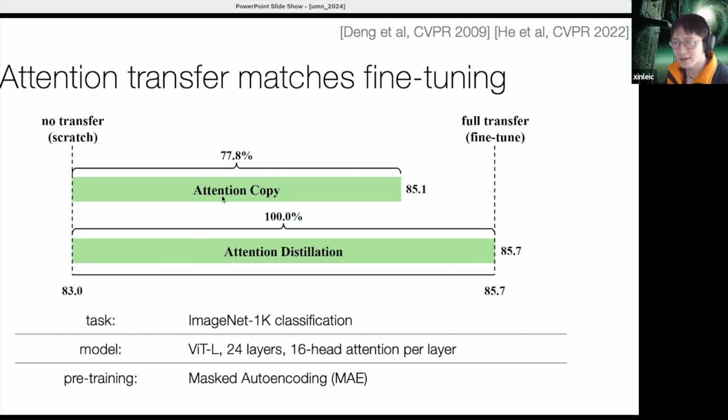And what we find is that attention copy can recover 77.8% of the performance gap between no transfer and full transfer. And for attention distillation, we find it's even easier, it can get 100% of the performance gap. And this is actually faster as well, because you don't need to forward twice for the output.